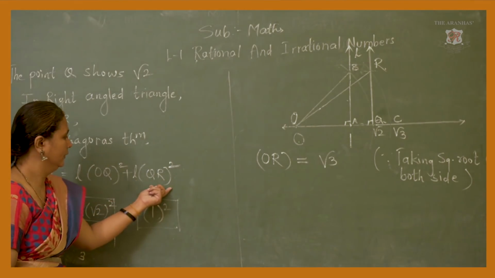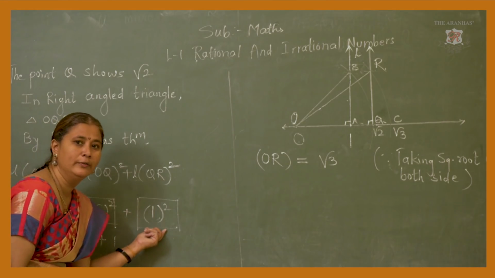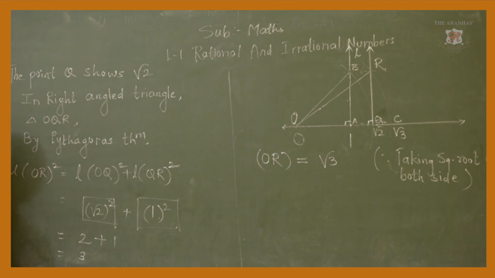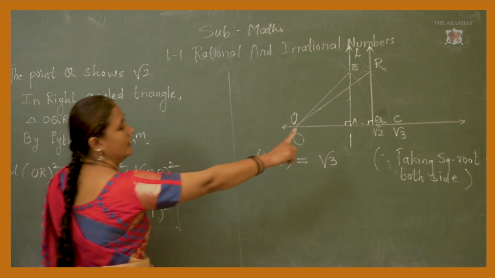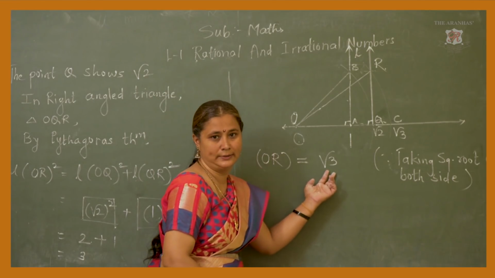height square. Okay. So, put the numbers. The distance of OQ is equal to root 2, QR is equal to 1. Take the squares of both numbers, square and root get cancelled, you are getting the number 2, 2 plus 1 is 3, so OR square is equal to 3, but we want root 3. So, taking square roots on both sides, you will get OR is equal to root 3.